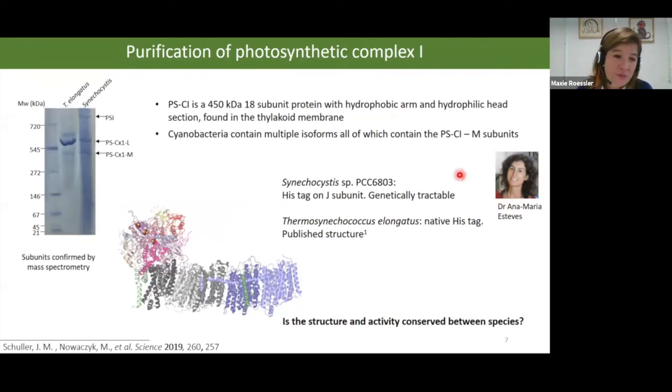We chose to work with 2 cyanobacterial species. The Synechocystis here is genetically tractable, which is particularly useful for future work that we are now doing. And Thermosynechococcus elongatus is the one for which we have a direct comparison with some structures that are now available, cryo-EM structures that have been published since, which is really very useful. And of course, when you work on 2 species, it's very nice to be able to make some comparison and see how conserved the properties are that you are finding.